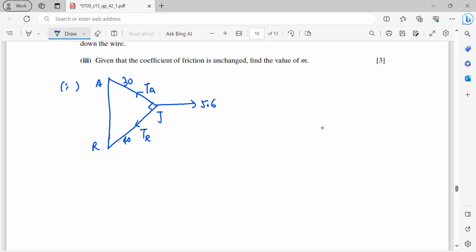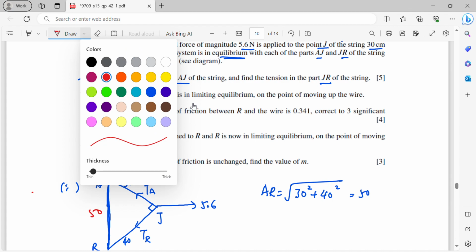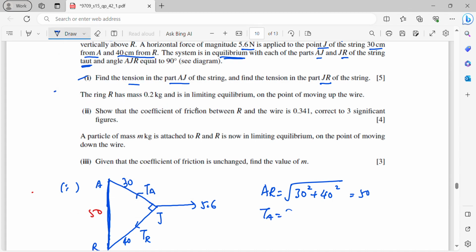Okay, now I need to know what is my AR. Since the AJ is perpendicular to RJ, that means the AR is the hypotenuse. Right? So my AR, according to the Pythagoras theorem, should be square root of 30 squared plus 40 squared, which is 50. So here I will label as 50. Okay, now the question is asking for TA and TR. What is TA and TR? So TA equals question mark, TR equals question mark.